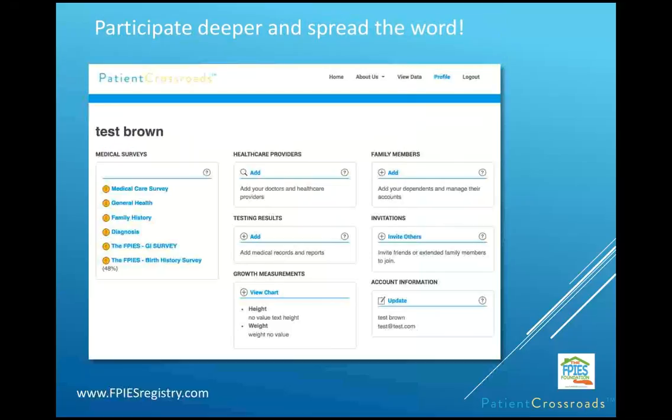You can also participate deeper. Optionally, you can tell us who your healthcare providers are. If you have multiple children affected, you can manage multiple family member accounts from the single registry program. You can upload testing results, genetic testing information. You can invite other programs and even track particular measurements to see if this actually impacts growth as well.